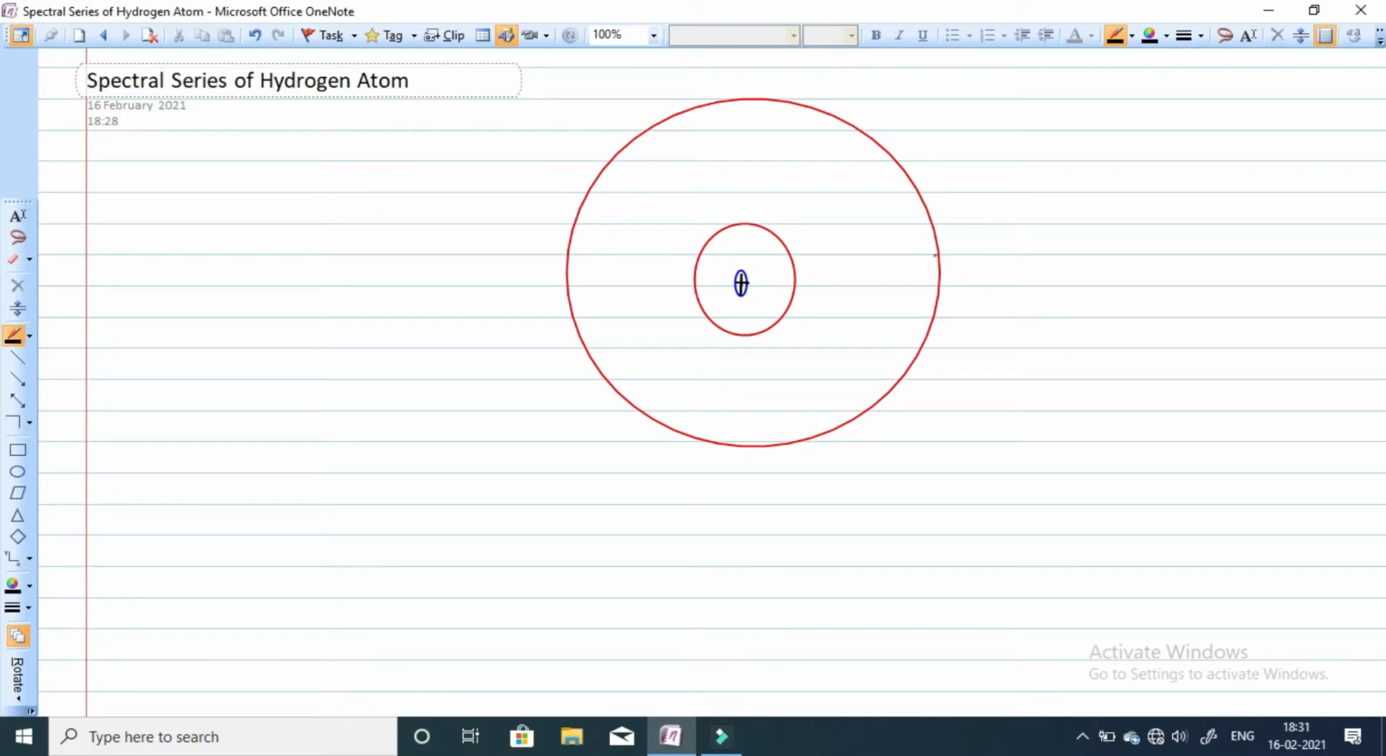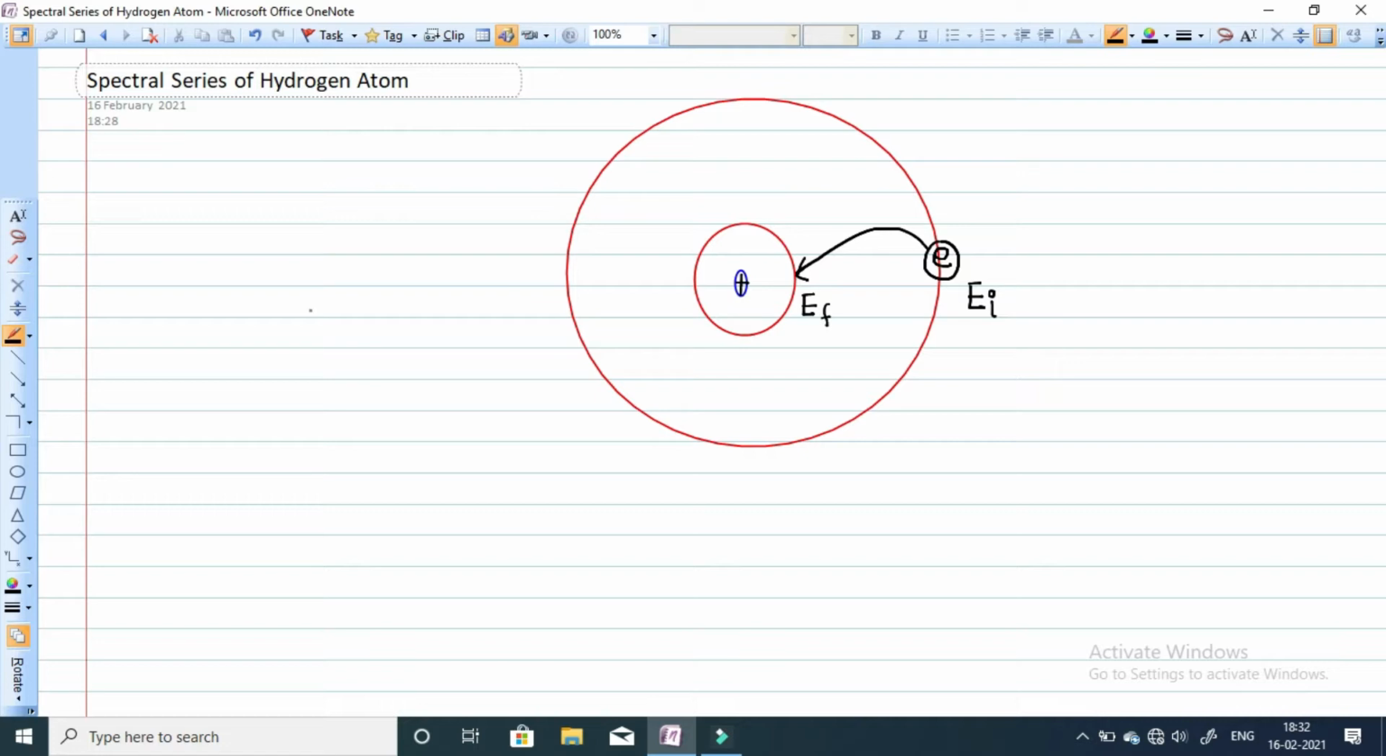Suppose the electron is here, and it is making a transition from this energy state to a lower energy state. Initially the electron was in this orbit, and this orbit has a fixed energy, which I am taking as E initial. Now it is making a transition to a lower energy state, and the energy of this state I am taking as E final.